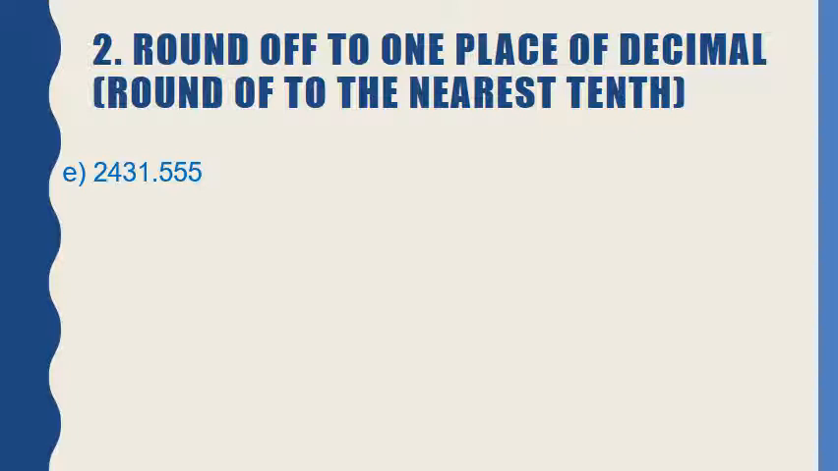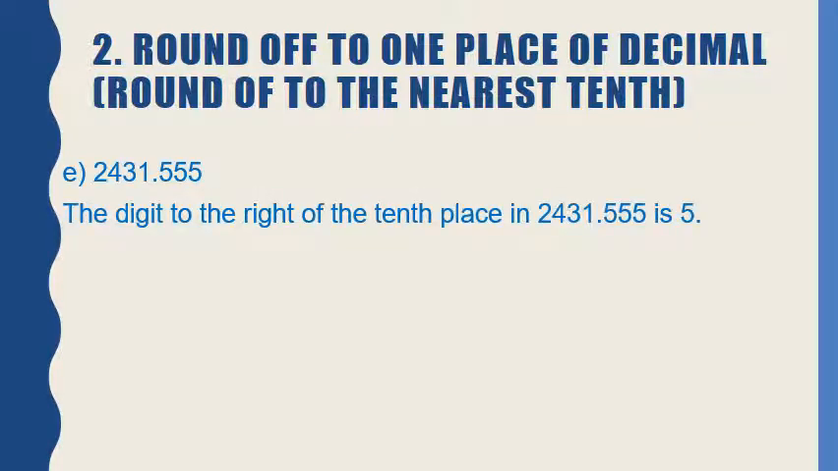2431.555. Now children, first of all, let us see what is the digit at the 10th place or at the one place of decimal. Well, the digit at the 10th place or at the one place of decimal is 5. Now, what is the digit to the right of the 10th place? Well, the digit to the right of the 10th place in 2431.555 is 5.